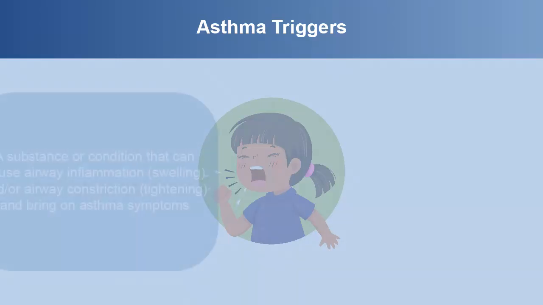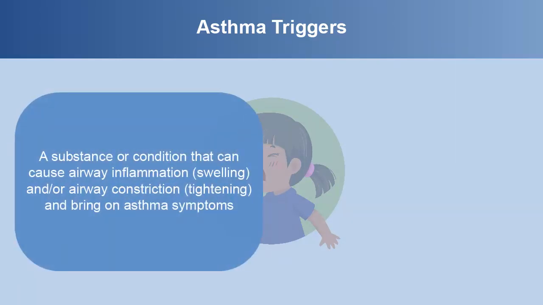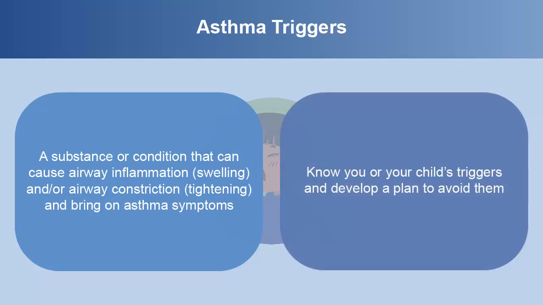Asthma triggers are a substance or condition that can cause airway inflammation or airway constriction and bring on asthma symptoms. There are various types of triggers that don't affect every asthma patient in the same way. It's important for you or your child to know your specific asthma triggers so you can try to avoid them.